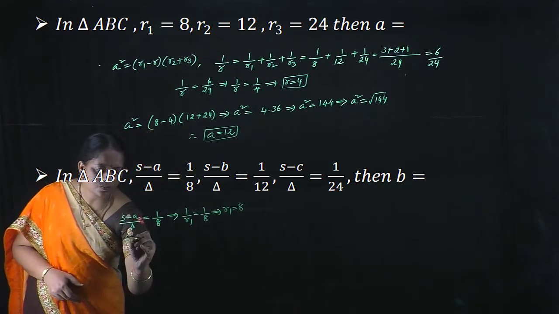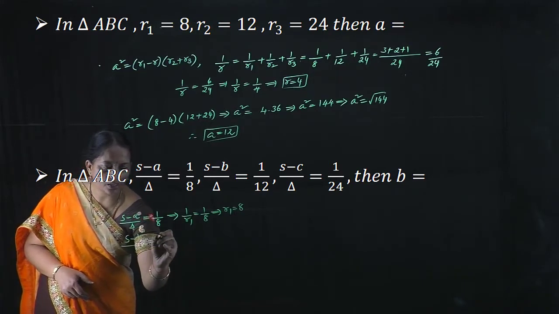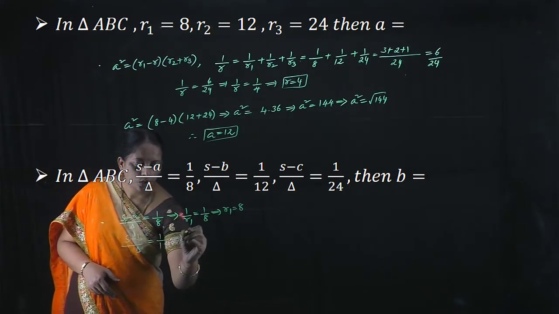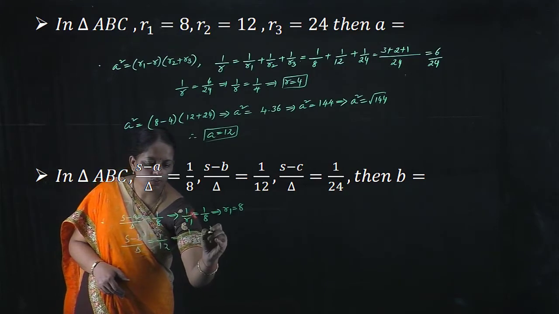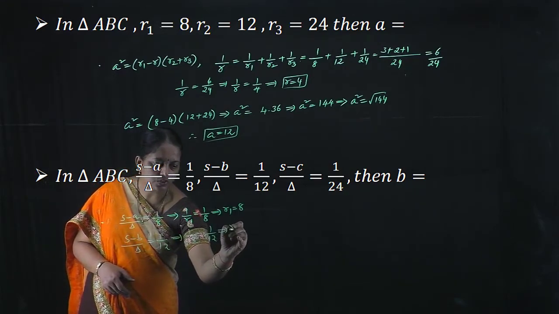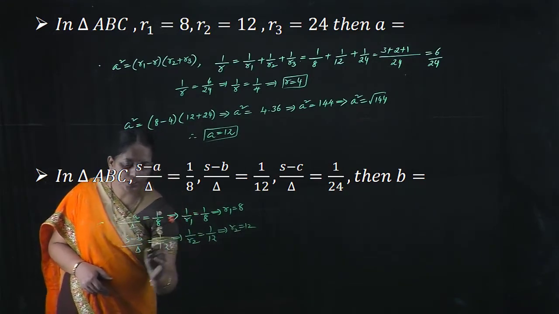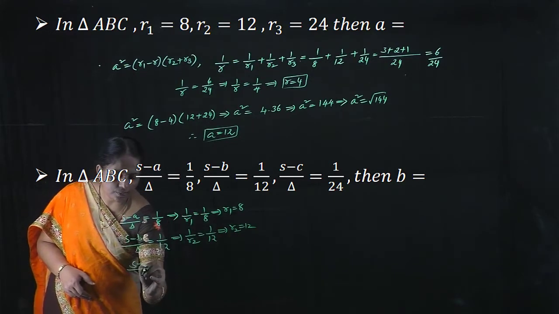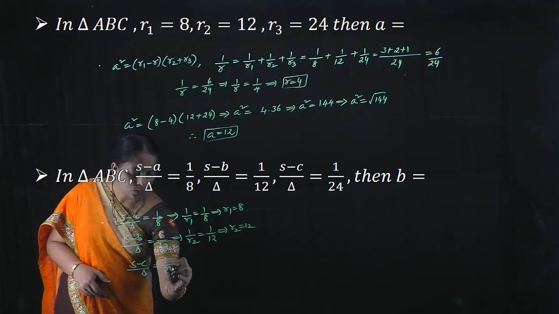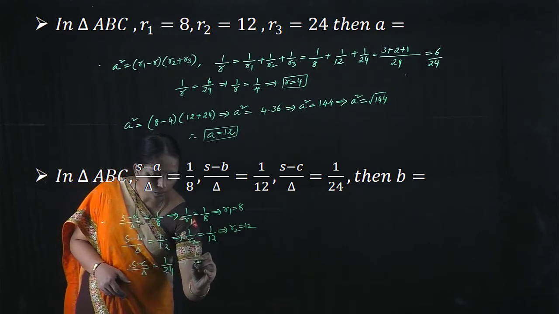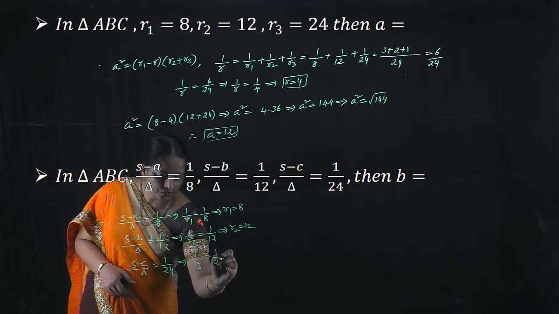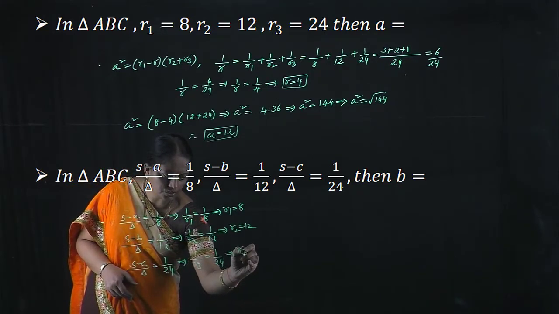Similarly, (s minus b) by delta means 1 by r2. 1 by r2 is equal to 1 by 12. Hence r2 is equal to 12. And (s minus c) by delta means 1 by r3. 1 by r3 equal to 1 by 24. Hence r3 equal to 24.